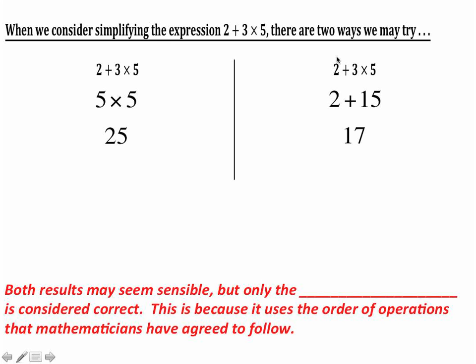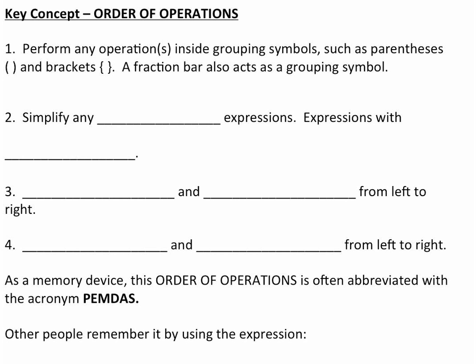So if they gave me this problem, well, we need to have some way that we all get the same answer. So both of them seem sensible, but really only the second one, this 17, is considered correct. And that's because it uses an order of operations that mathematicians have conventionally agreed to use. So perhaps you've heard of it before.